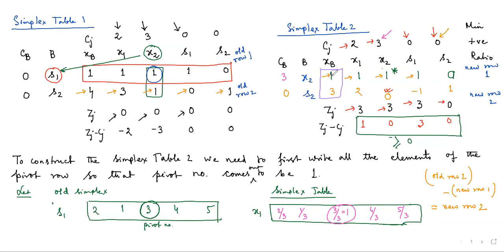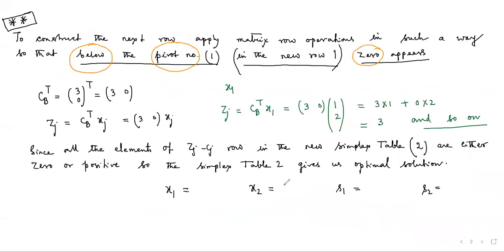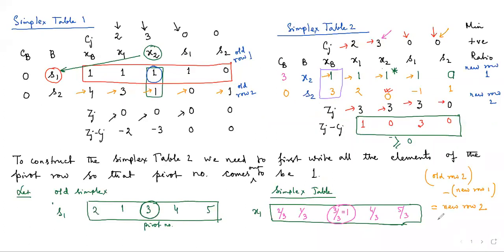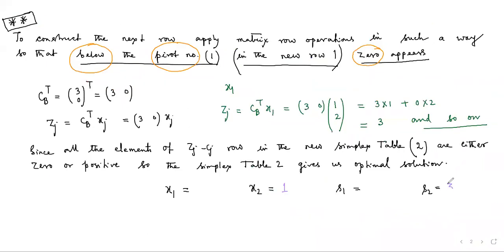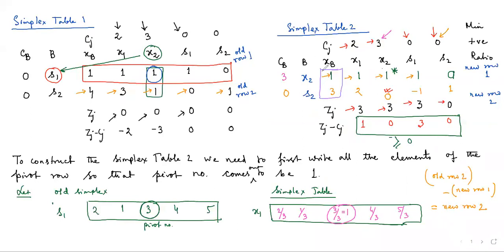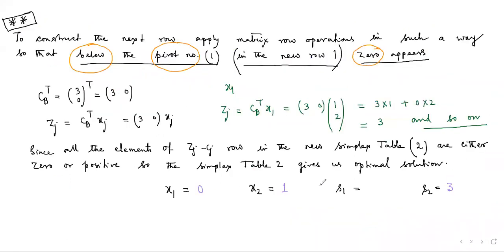x2 has got value 1 because x2 is present. This rectangular column is my solution column. So x2 is 1, so I'm writing here x2 is 1. In this column, s2 is 3, so I'm writing here s2 is 3. But since this is my solution column, here x1 and s1 are not present. So their values are 0 and 0.